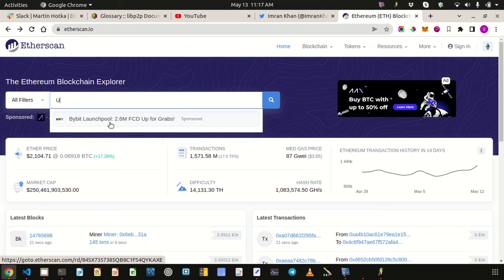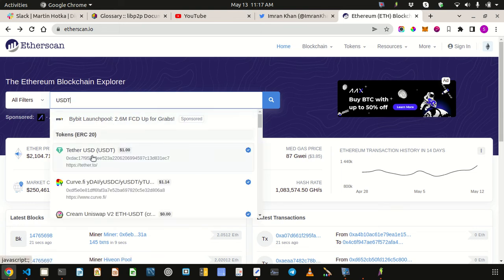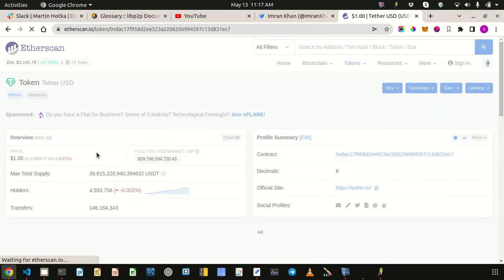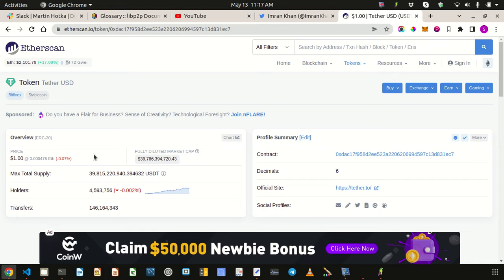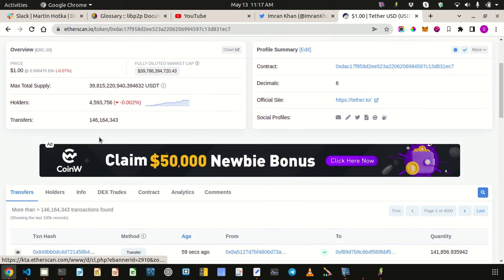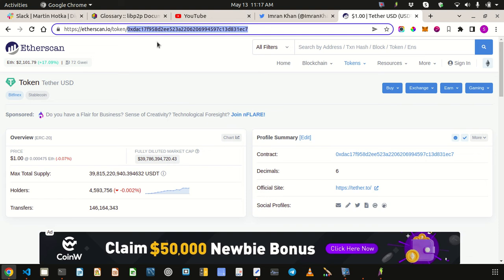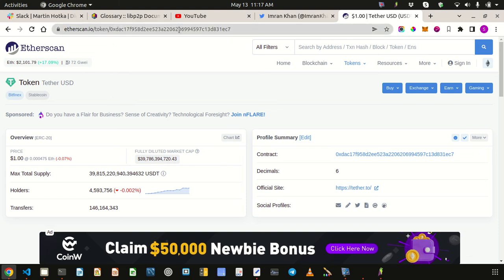A similar token is USDT, which is the same as USDC. This token also represents the USD fiat currency on the blockchain. So either you will receive USDC or USDT, and again you can see that this is the token on the main network, and this is the address of this particular token, which is different from the previous token.